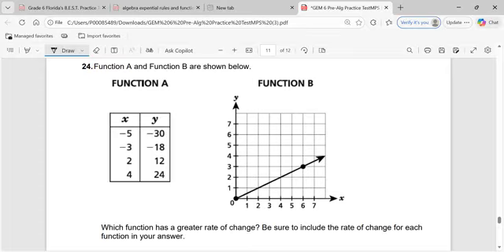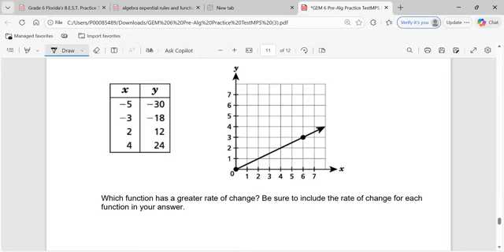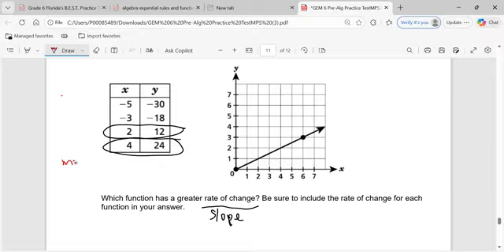24 says function A and function B are shown. Which function has a greater rate of change? Rate of change is the same as slope. So we're looking for the slope for the answer, and then I got to find which one is bigger. Now, if I'm looking for slope from a table, I pick 2 points. Doesn't matter which 2 points, you pick 2 points and you use the formula, right? So your slope is equal to y2 minus y1 divided by x2 minus x1.